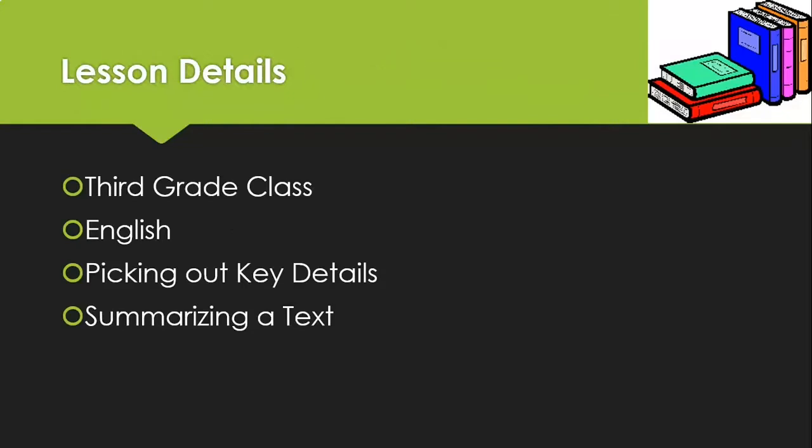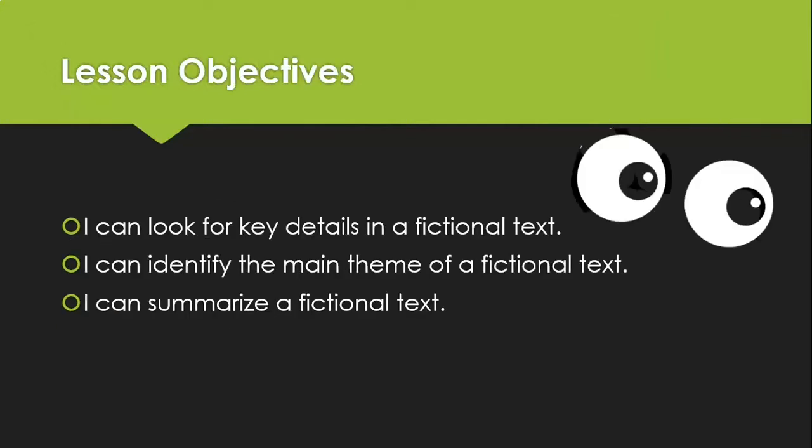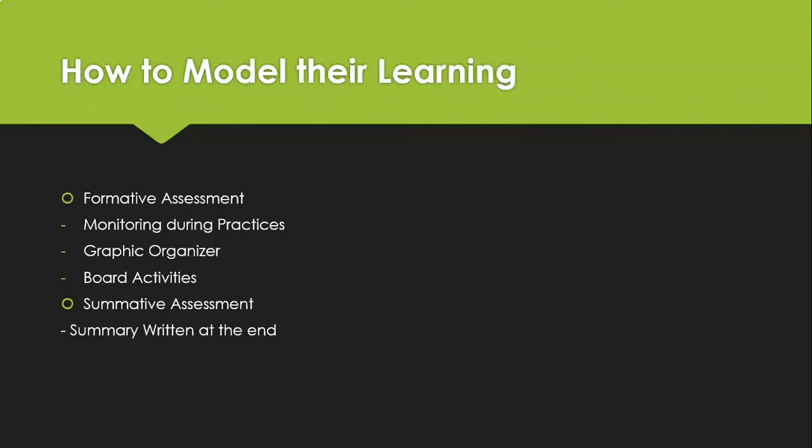So our lesson details: we're teaching a third grade class an English lesson. Some of the main points are they'll be picking out key details and summarizing a text in the end. For the lesson objectives, I like to do I can statements. I think it's a good motivation for students to know that by the end, their goal is that they can do these things. So: I can look for key details in a fictional text. I can identify the main theme of a fictional text, and I can summarize a fictional text.